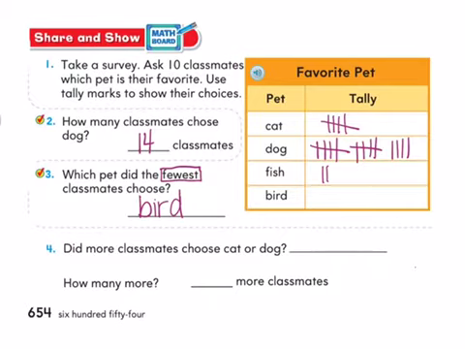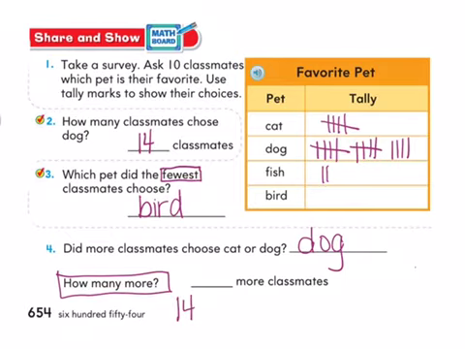How many more? Well, even if we didn't count these up, we can just visually, just looking at this quickly, we can see way more people chose dog. So more of you chose dog over cat. But our next question says how many more? And if it says how many more, we are going to subtract. So 14 kids chose dog minus the 5 kids that chose cat. And I know that answer is 9. So 9 more classmates chose dog over cats as their favorite pet.